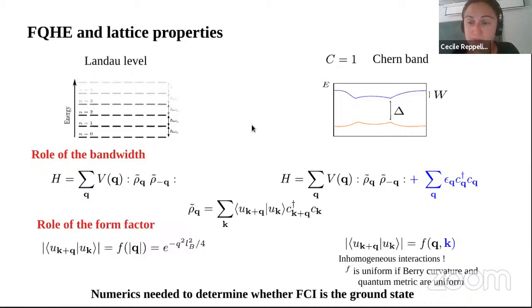So because of these two differences, we can think of the Landau level as being a very convenient limit of a Chern band. So this is the limit of zero bandwidth and of a uniform form factor for the interaction. But away from that limit, when we add strong interactions to a Chern band, we're not sure whether we're going to get a fractional quantum Hall state or not. So we need numerics in order to determine whether this state, which we call the fractional Chern insulator, arises or not.